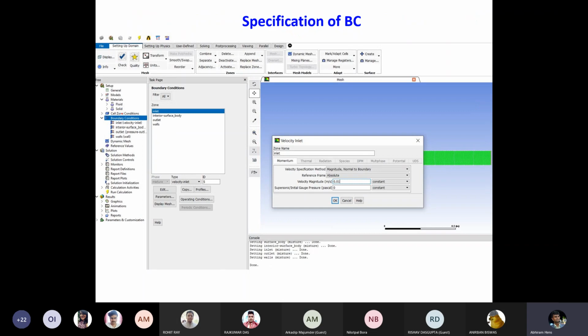Then you have to specify the boundary condition. That means what will be the inlet boundary condition, inlet velocity that is defined here. What will be the boundary condition at the wall. So at the wall we generally consider no slip boundary conditions, etc. So this is how the steps will go on.